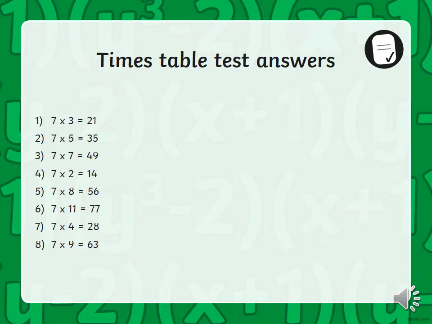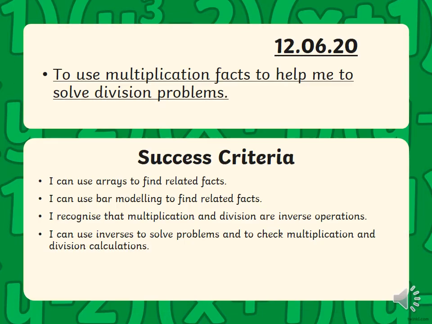So here are your times tables test answers, the 8 questions that were there for you to complete. So pause the video and check how many you got correct. Any questions you do get incorrect, please try to remember the correct answer, and obviously you have to do your 10 star jumps.